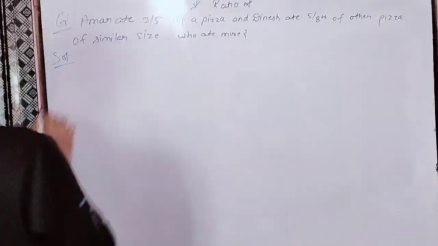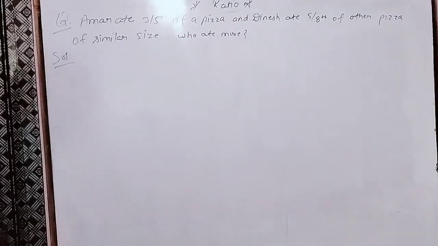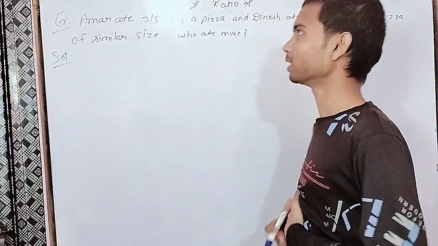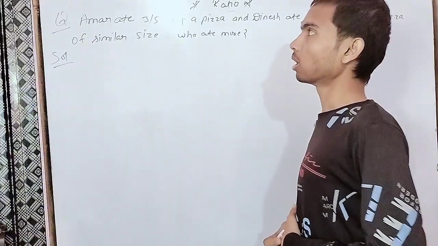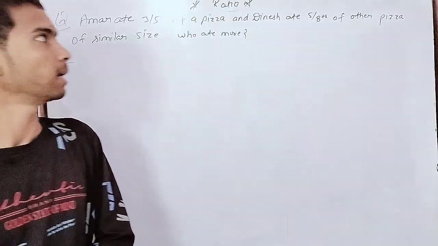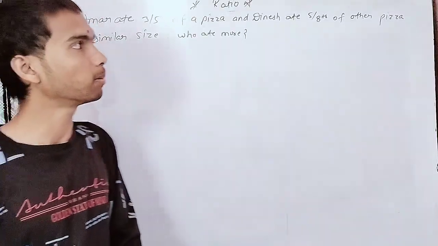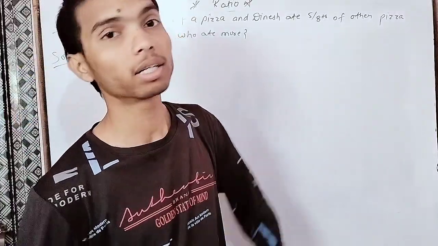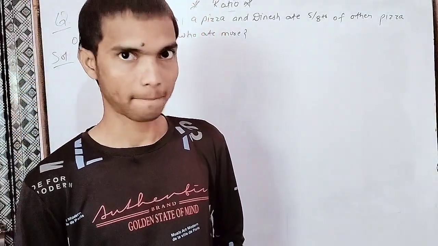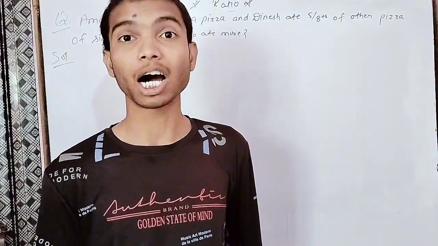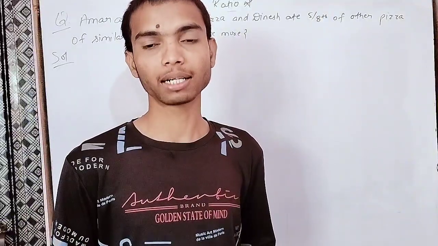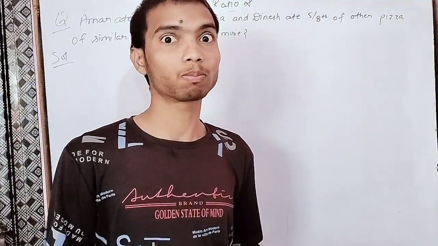What is the third one saying? It is saying Amar gets 3 upon 5 of a pizza, whereas Dinesh ate 5 upon 8 part of another pizza. But the size of the pizza is the same. Size is same. But how many parts? We don't have the exact number but a clear idea of how many parts.